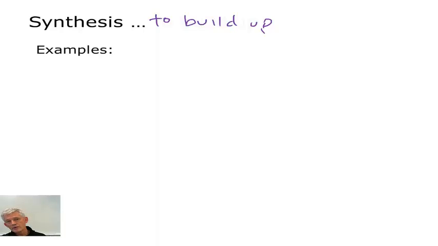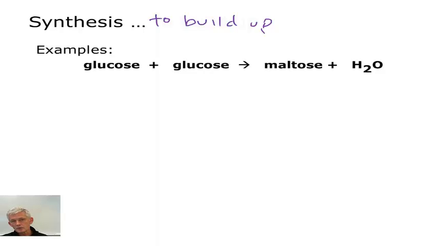So again, the four macromolecules, you need to be able to demonstrate this for each of them. In the case of carbohydrates, you know what the monomer is. It's going to be glucose. So if you take two glucose monomers, combine them chemically, you're going to get a larger molecule, in this case a disaccharide, maltose. And always, always, always in a dehydration reaction, you're going to end up with water.